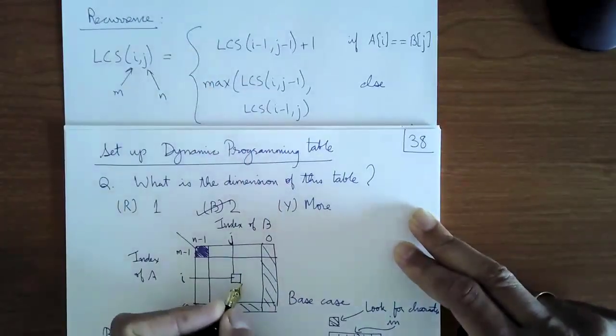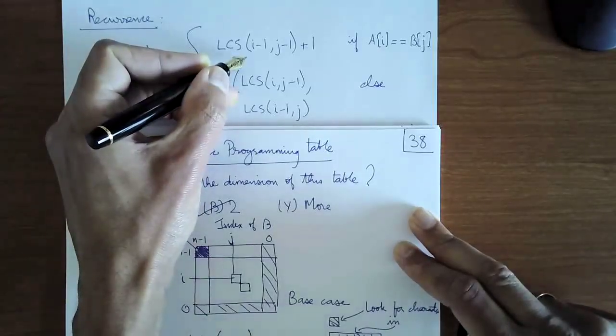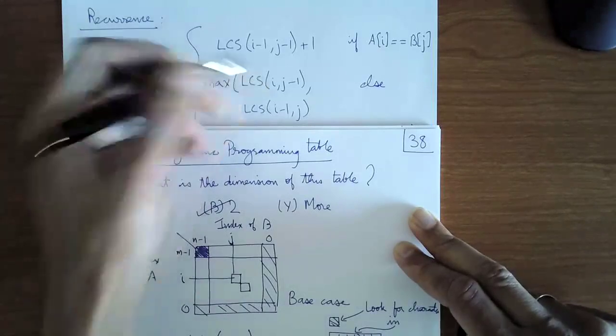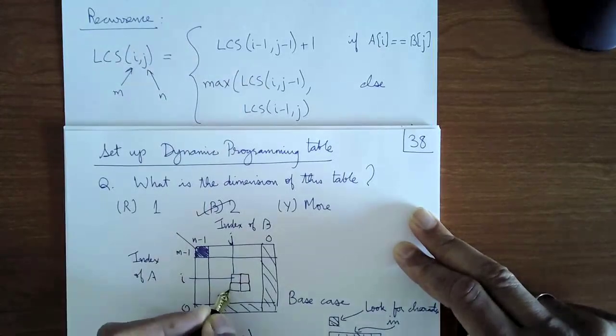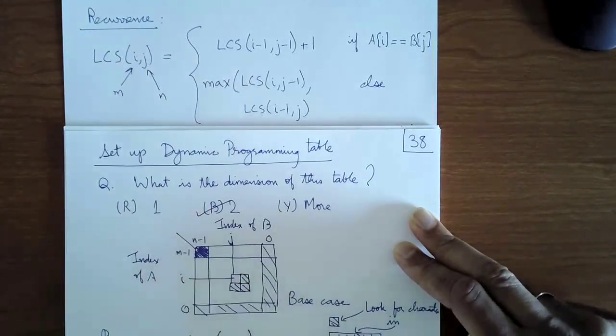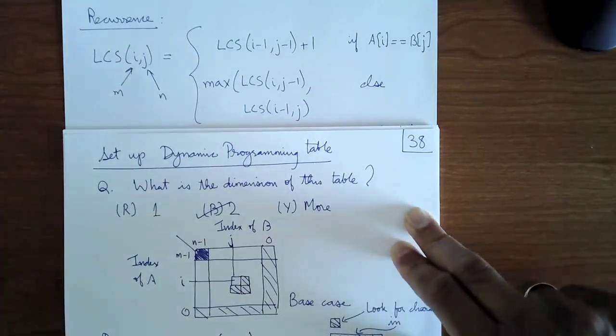You look at the cell on the right and the cell below and take the max of it. Exactly. So you have two situations. Either you need to look at this cell, which could happen in this case, or you have to look at this cell and this cell. As long as you filled up the values in these three cells, you can fill up the table.